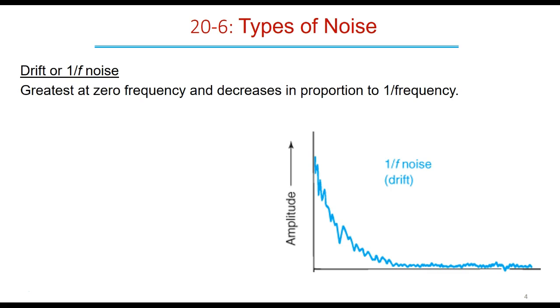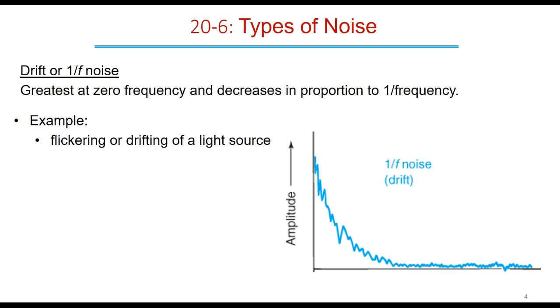Now, a second type of noise gets us more into a gray area between your systematic and your random. It's called drift noise. And it's also called inverse frequency noise, or 1/f noise. It's greatest at zero frequency and decreases in proportion to the inverse of frequency.